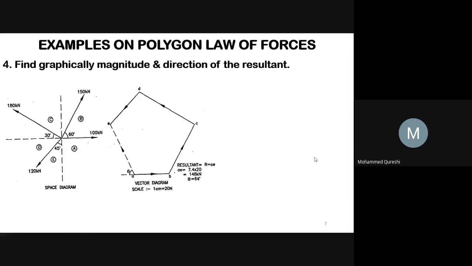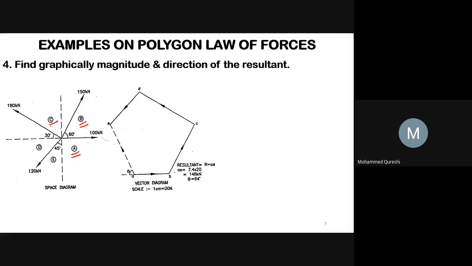Now, we will go for the fourth example, to find graphically the magnitude and direction of the resultant. So first of all, we have to create our space diagram, and for the space diagram we have to give the Bow's notation. So here before 100 kilonewton I am writing here A English character, and here B. So force AB equals 100 kilonewton, and 150 kilonewton above is B.